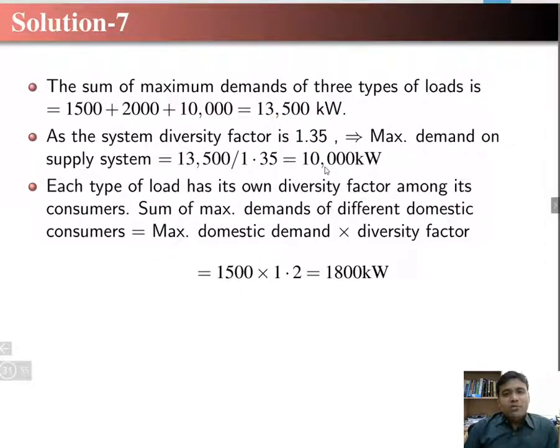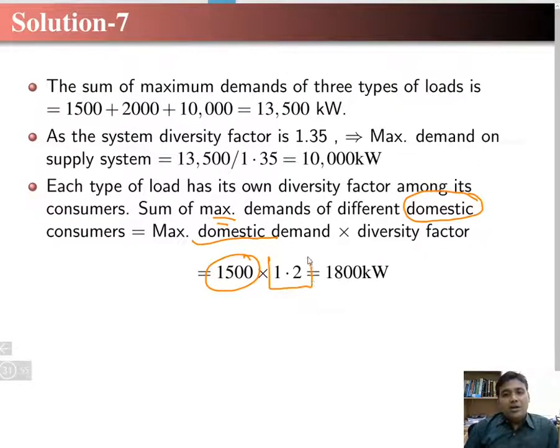Now you have to individually obtain it for the domestic purpose. So the domestic load maximum demand, if you calculate, then what is the maximum domestic demand? That is 1500 multiplied with the demand factor for the domestic purpose. So it is 1800 kilowatt.